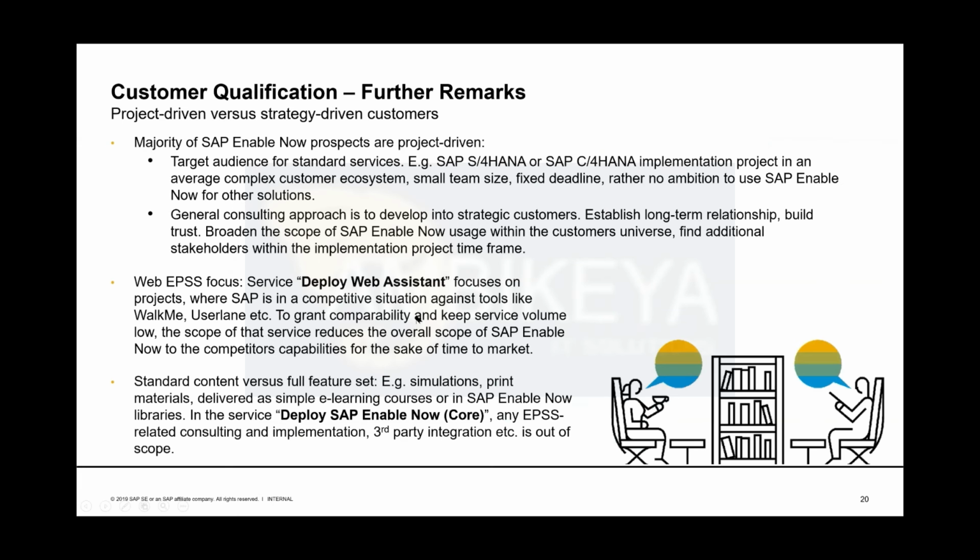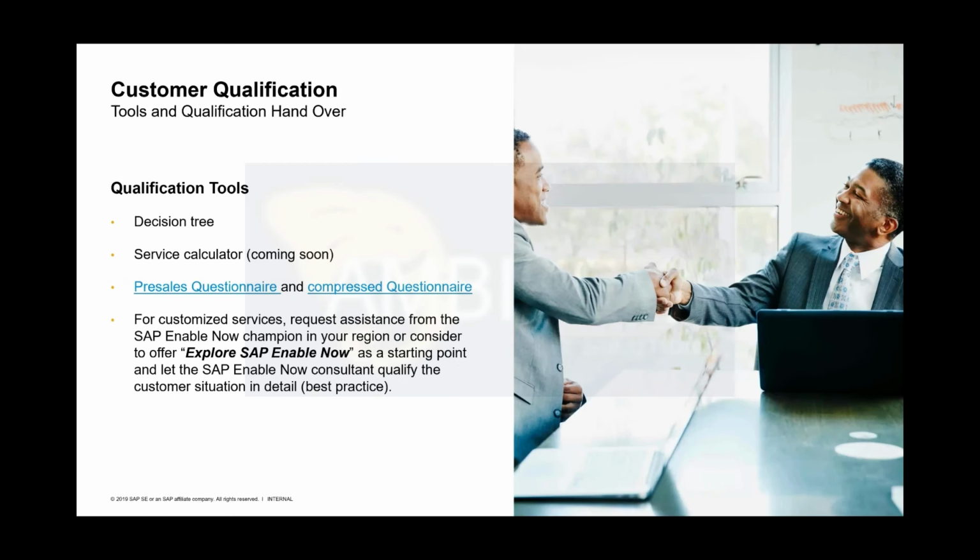So this is just a summary again for your reference. Just explaining again what I was just saying. If the web EPSS focus is there, this is what we have deploy web assistant for. Again, take care of in-scope and out-scope discussions here. This is most likely the most important part for that purpose. But that's just for your reference. Qualification tools, the decision tree as above. Service calculator is coming soon. This is where Jacco van Zilk took the lead. So we're going to work on that.